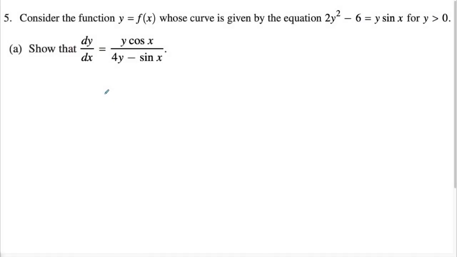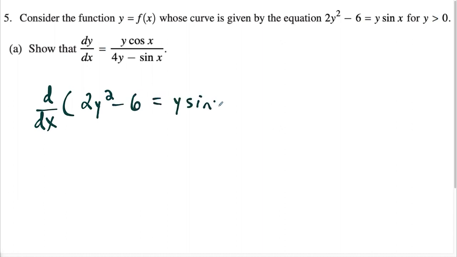For part A, we just have to show that the derivative dy/dx is y cosine x over 4y minus sine x. So it's pretty nice of them that they told us what we should be aiming for. So we're just going to take the derivative of the original equation here with respect to x. So we have 2y squared minus 6 equals y sine x.